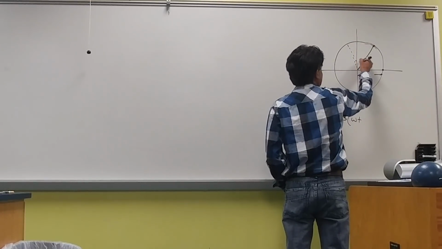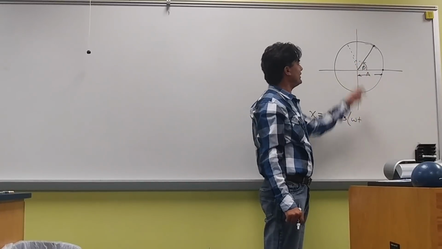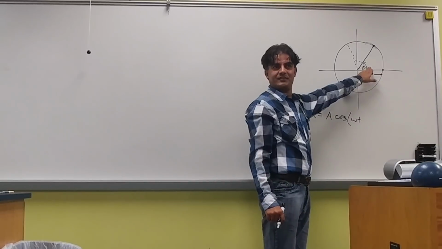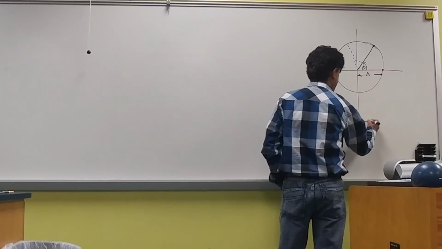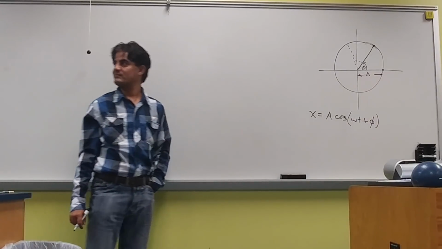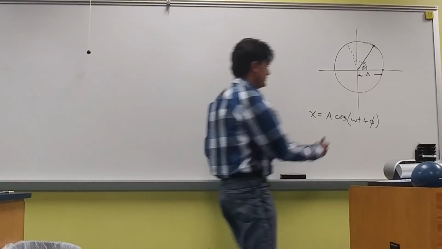Now the angle will be this, theta will be omega t. So actually your angle will be omega t plus phi. This phi is called phase angle. Okay? This phi is called phase angle.